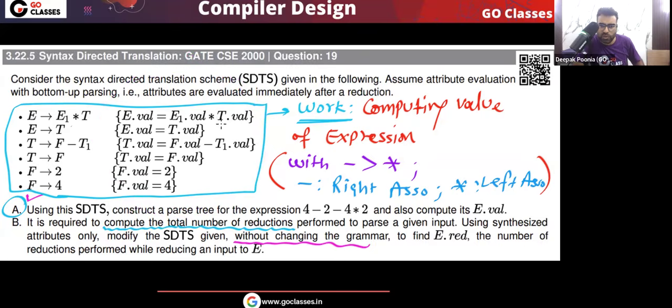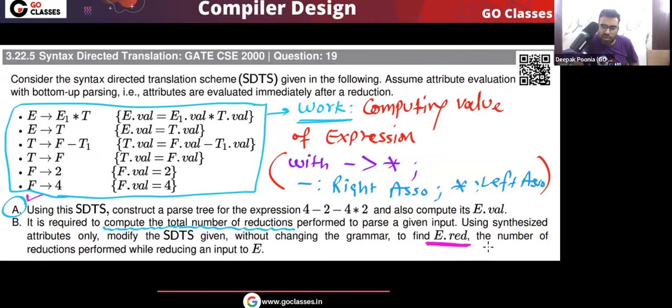These semantic rules we need to change because using these semantic rules, you are computing the value of the expression. But what we need to do is calculate the total number of reductions performed to parse a given input. So without changing this grammar, you change these semantic rules and compute the total number of reductions. Basically, you find E.red. The question is using this attribute red with these non-terminals to count the number of reductions.